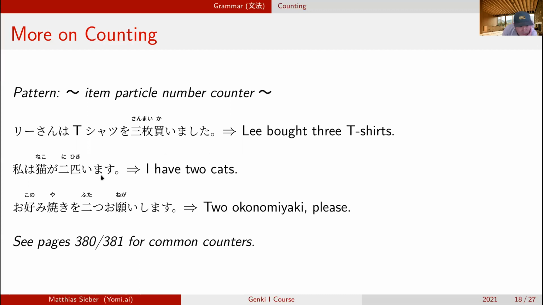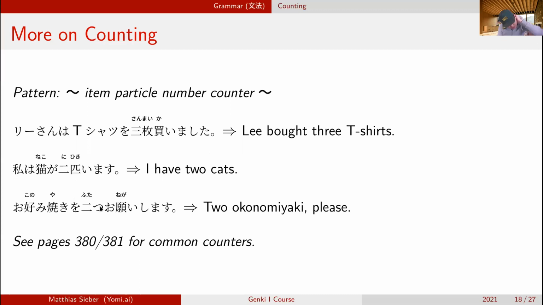And then there is luckily also a pretty generic counter. When we order, we can say okonomiyaki o futatsu o onegai shimasu. So you have hitotsu, futatsu, mitsu, and so on. This tsu counter is a pretty generic one. So when in doubt, you get away with that.